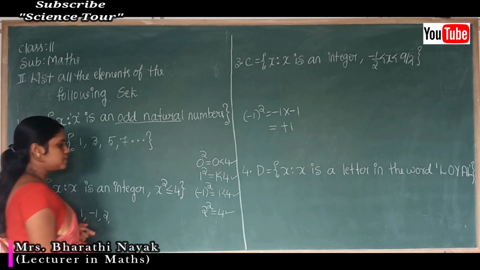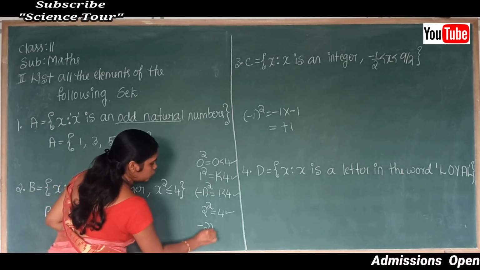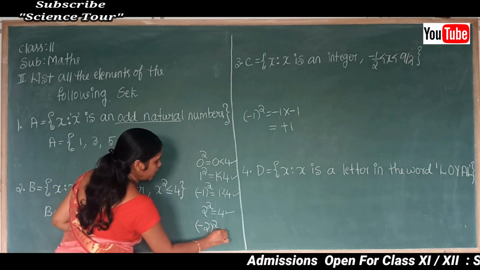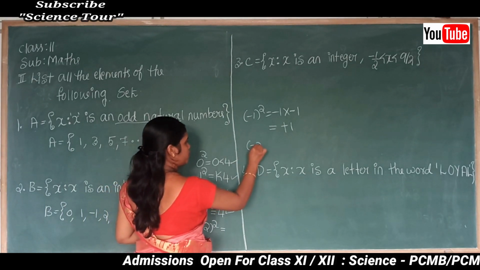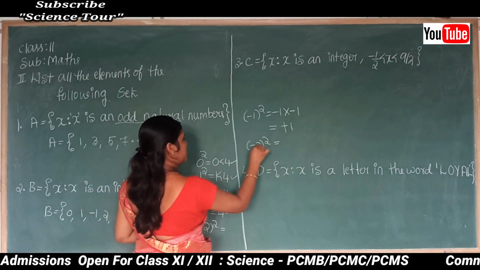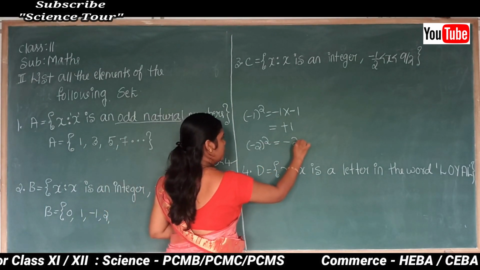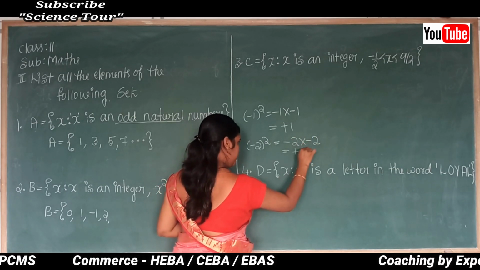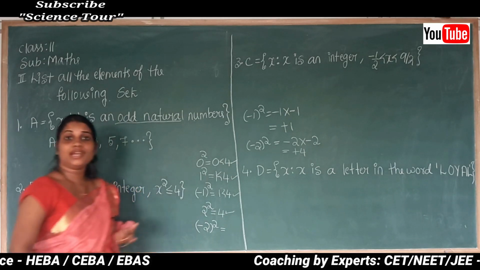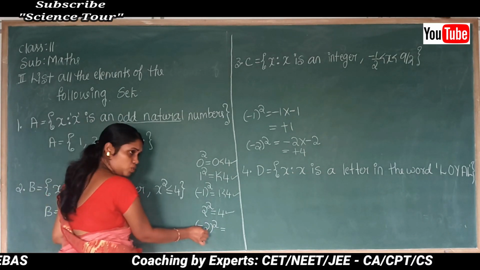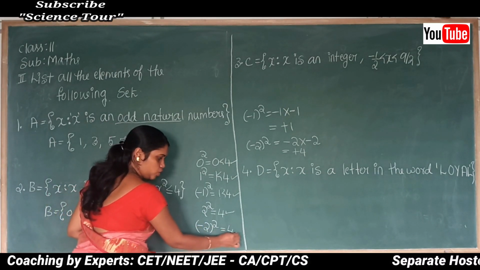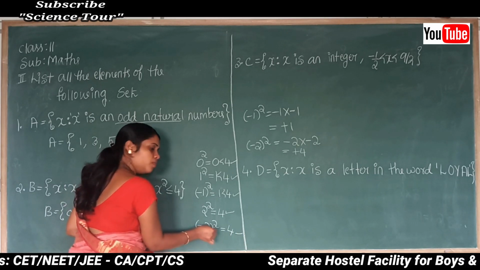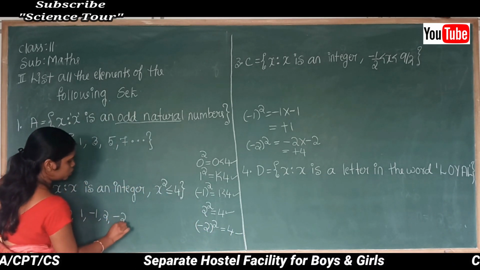Okay, so next, minus 2. I will choose minus 2 whole square. What is the value of minus 2 whole square? Minus 2 whole square is nothing but minus 2 into minus 2. Minus into minus is plus, and 2 twos are 4. Again I will get 4. So can I choose this minus 2? Yes. So minus 2 is also possible.